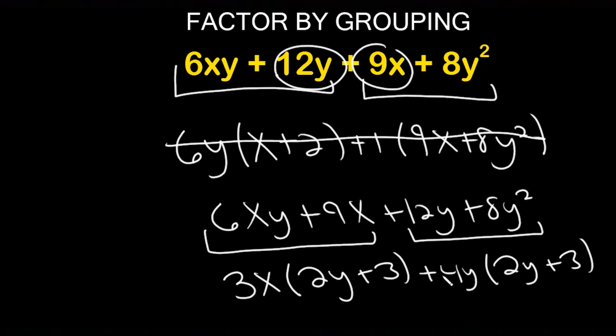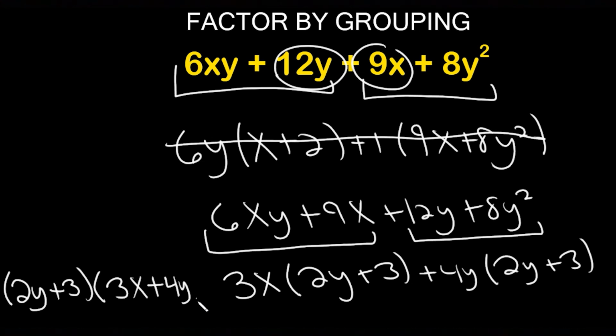And so now I can write out the complete factorization. I write the common factor one time, 2y plus 3, and then the outside values together, 3x plus 4y. Okay, and that's done. All right, so go ahead and box that in. There's the complete factorization of that expression, all right?